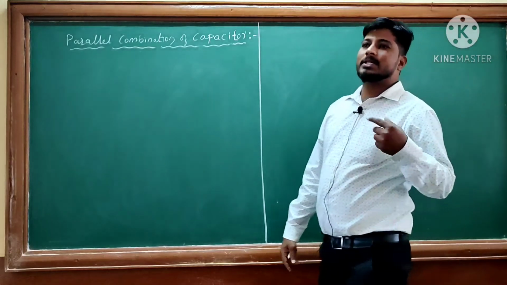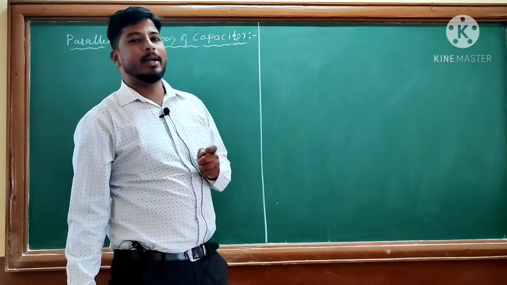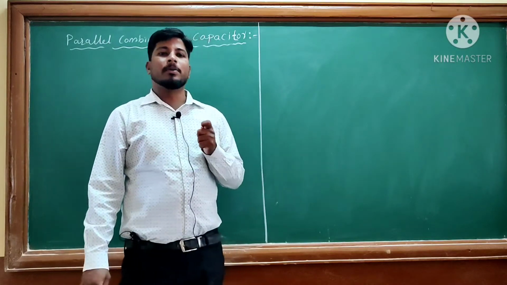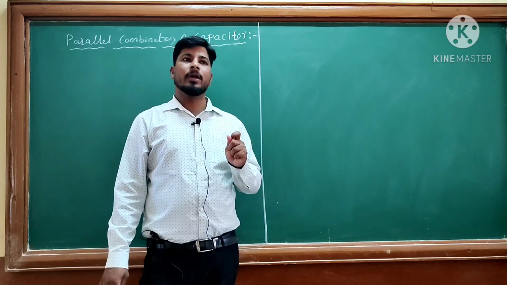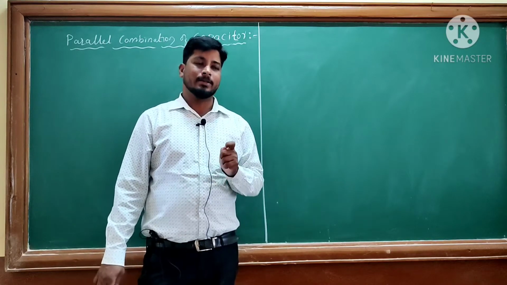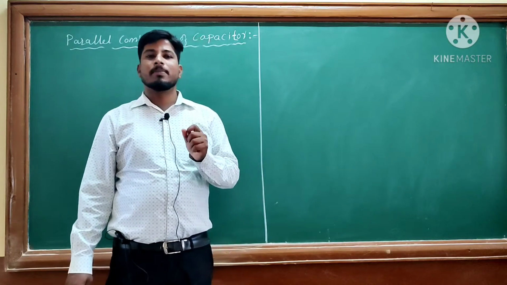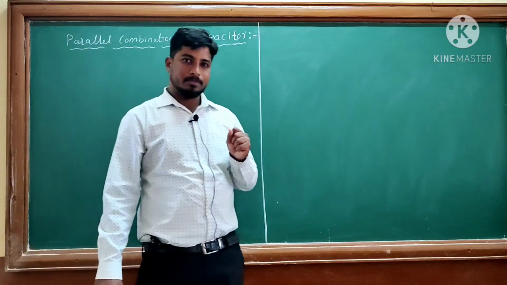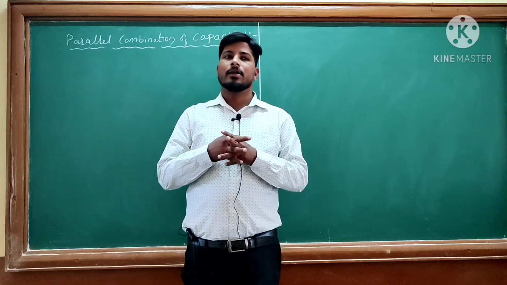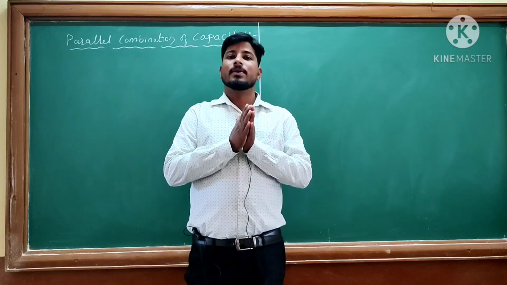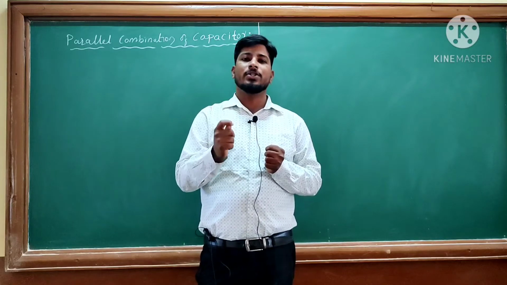Two or more capacitors are said to be in parallel only if they are connected to one common point, such that the potential difference across each capacitor is the same, and the total charge is the algebraic sum of the individual charges stored across each capacitor.